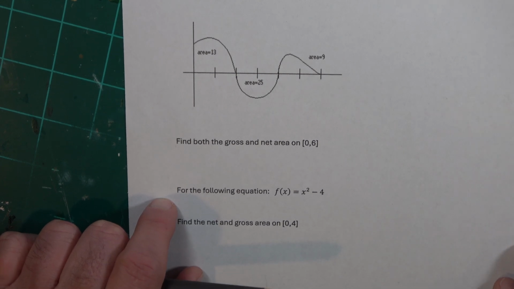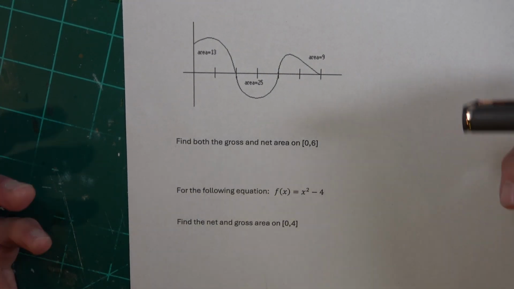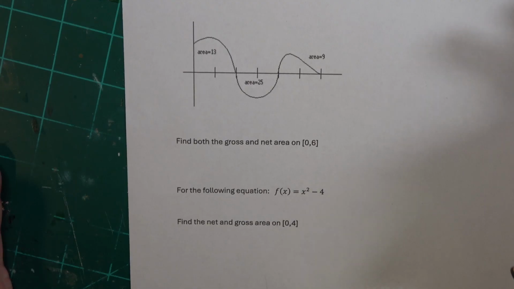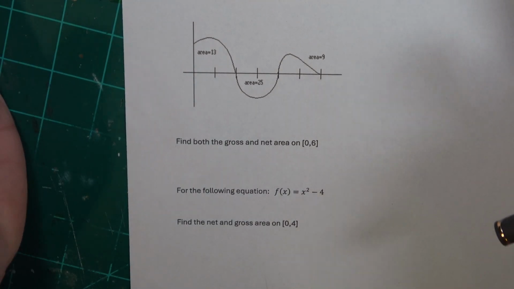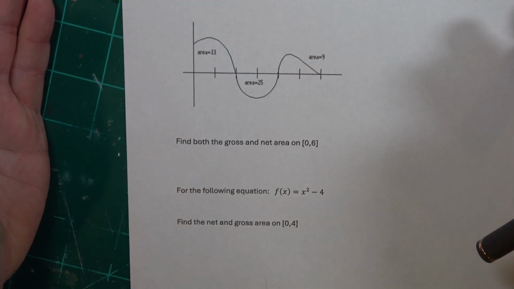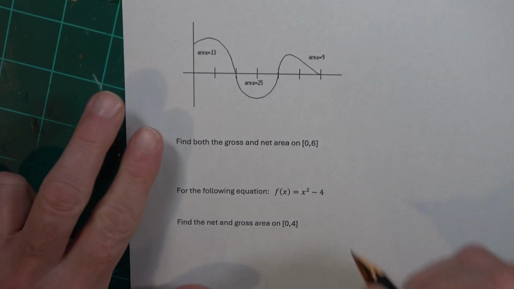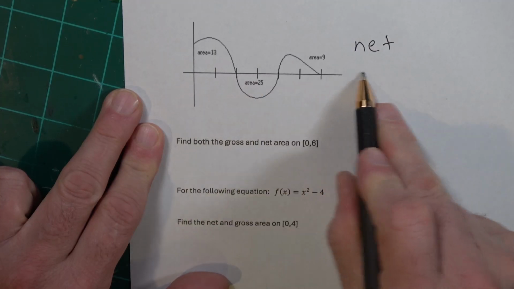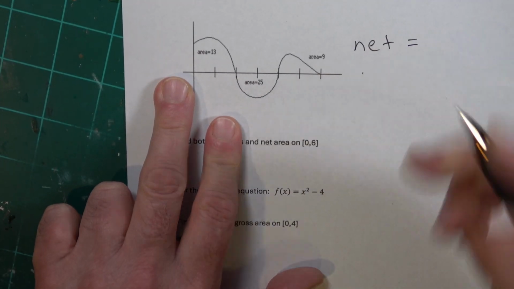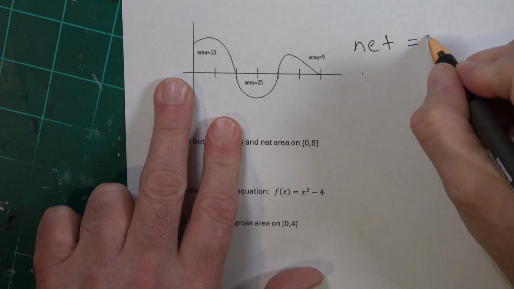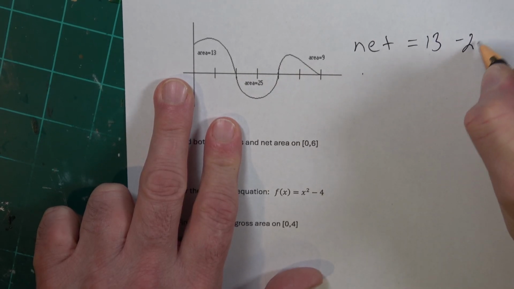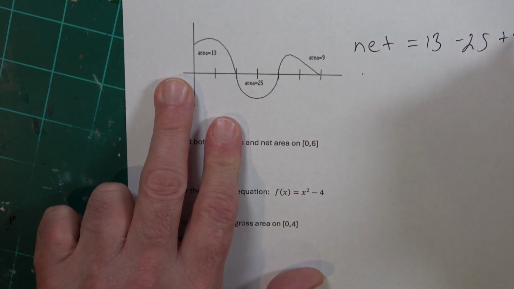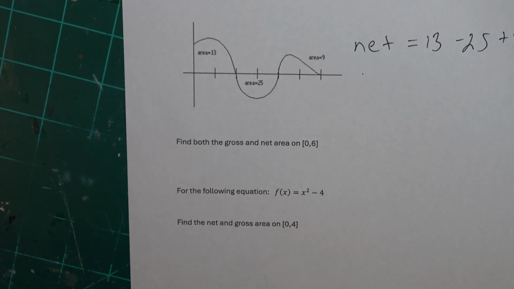Hello everybody. What we are working with today is net area versus gross area. Now net area, we take things as they are. Above the axis is positive, below the x-axis is negative. So if I want the net area on this, and we're going from 0 to 6, we're just going to add them. Above the x-axis is positive, below the x-axis is negative, above the x-axis is positive, okay?